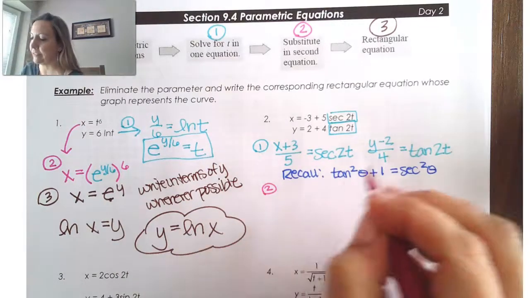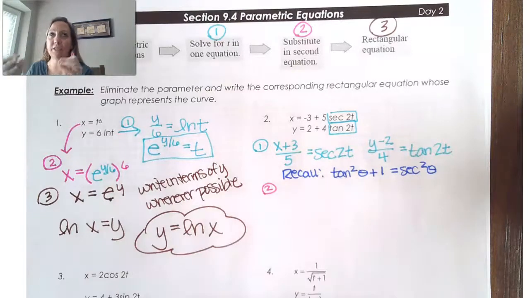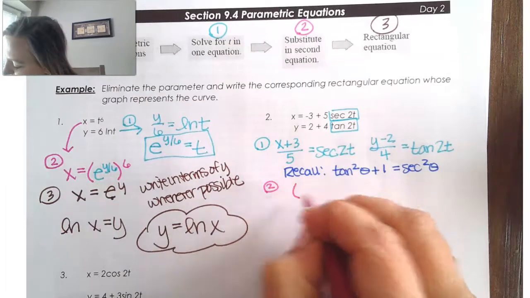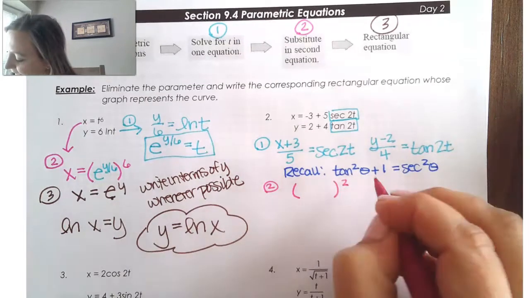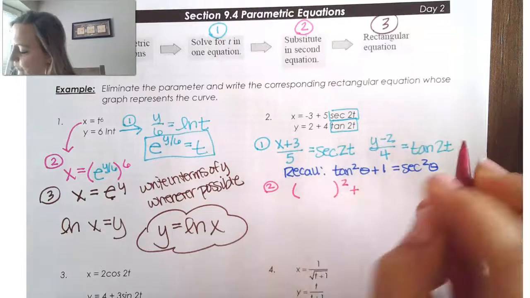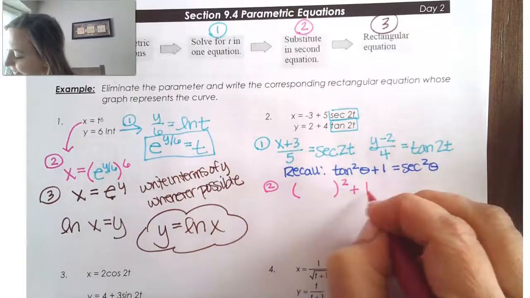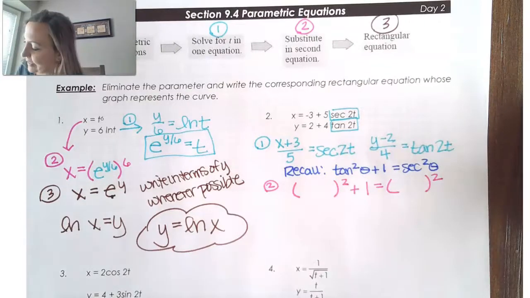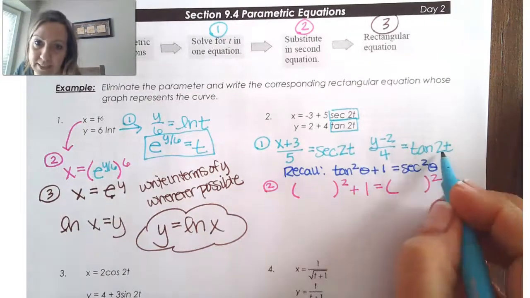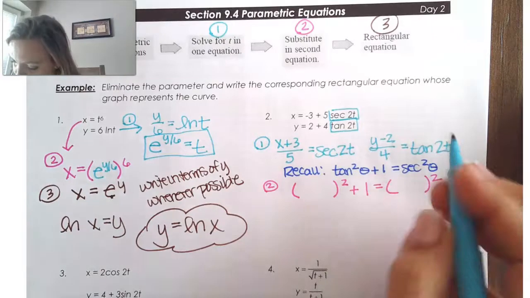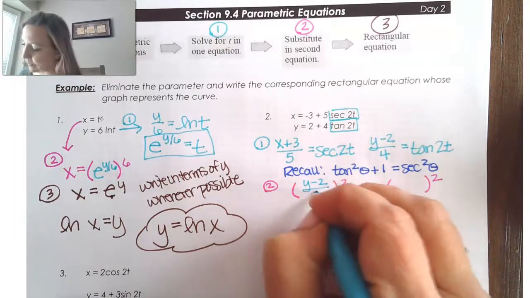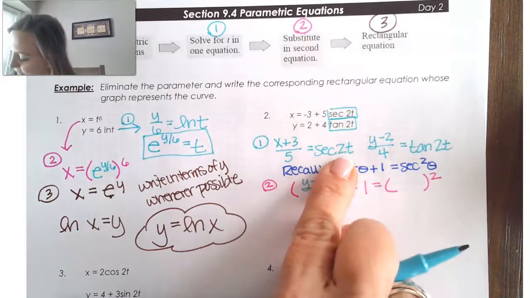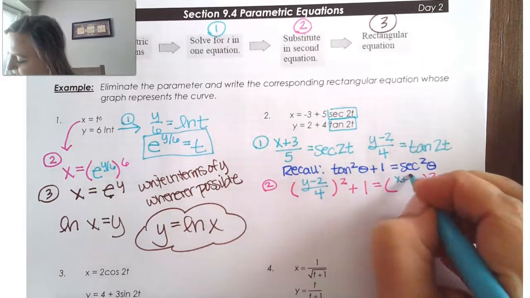We're not really substituting in the second equation because we have two equations. We're going to substitute this into the Pythagorean identity. So we take tangent of theta squared plus 1 equals secant of theta squared. And our tangent of theta, which in this case is 2t, is going to be y minus 2 over 4. And the secant of 2t is going to be x plus 3 over 5.